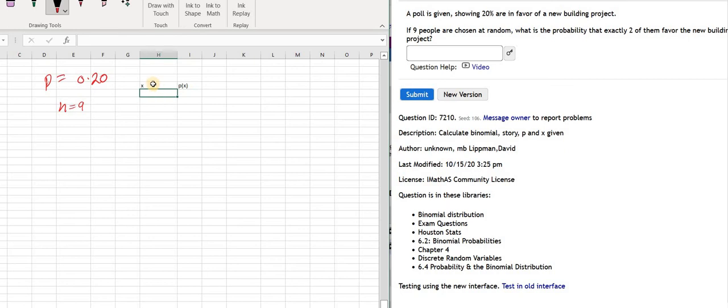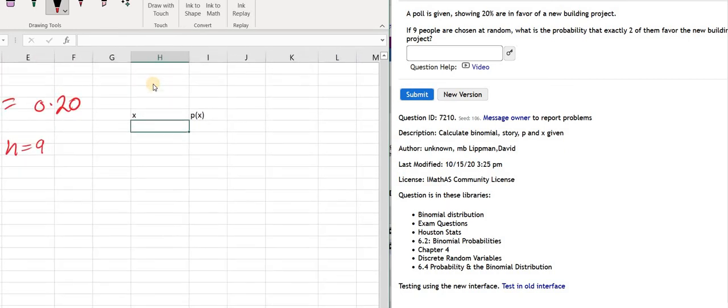So since I have a sample of 9 people, that means either 0 people are in favor of the new building project, or 1, or 2, or 3, or 4 people favor the new building project, or 5, or 6, or 7, or 8, or 9, which means all of them will favor the new building project. Now we're going to find each of these probabilities individually.